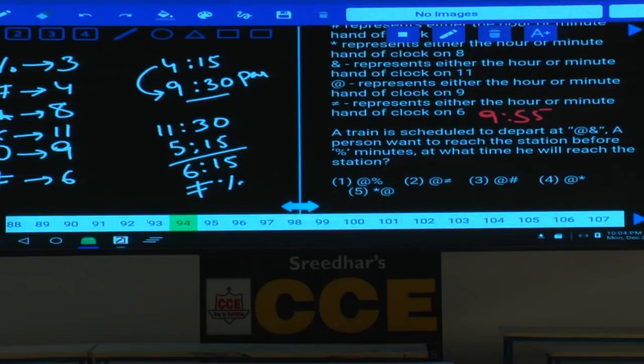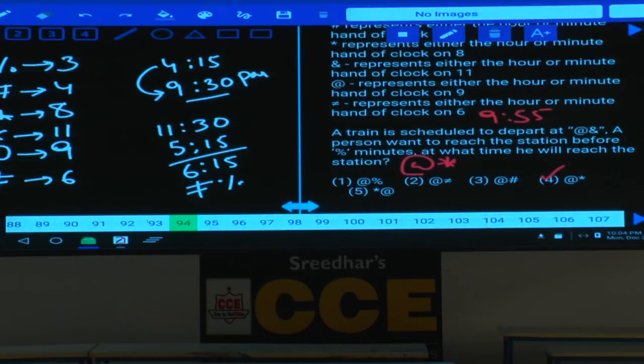Now 9:55 minus 15 will be 9:40. As it is 9:40, 9 is at the rate of, and 40 minutes is nothing but 8, that is, star. So at the rate of star, which is given in choice 4. Are you following this one or not?